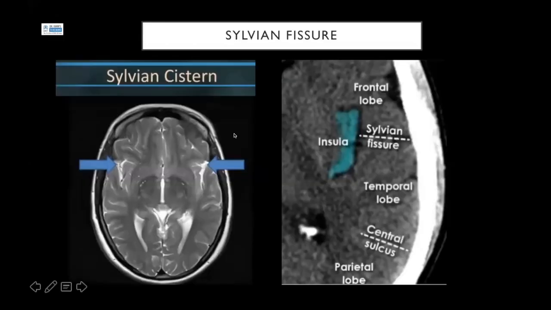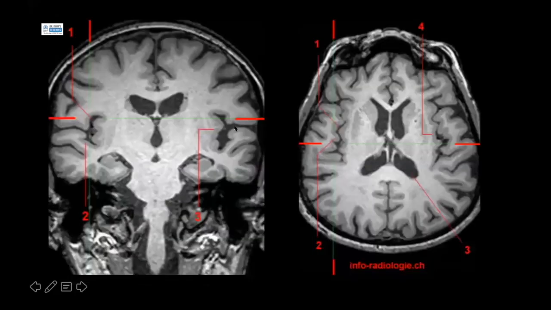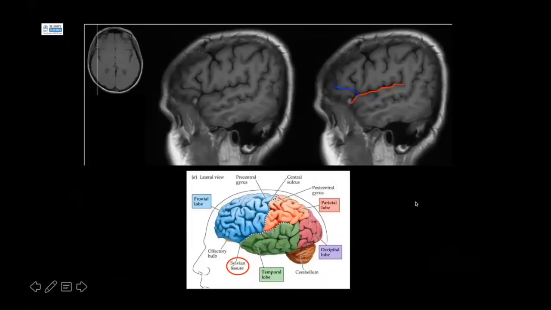So we previously mentioned the sylvian fissure. So just to show you this again, it separates the frontal lobe from the temporal lobe. And as mentioned in the previous slide, the insular cortex lies immediately deep to the sylvian fissure. And this is it on the coronal image, which again could easily be asked, and an axial MRI image. And this is just to highlight the sylvian fissure on a sagittal image.